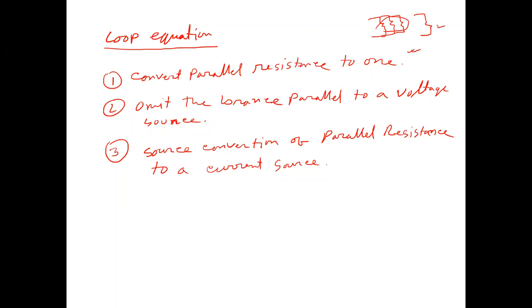This is the point. Omit the branch parallel to a voltage source. A branch parallel to a voltage source is omitted. Omit means vanish. Okay, and source conversion. Then we do source conversion. If this circuit has a voltage source, convert it to a current source. Now we will solve an example problem.